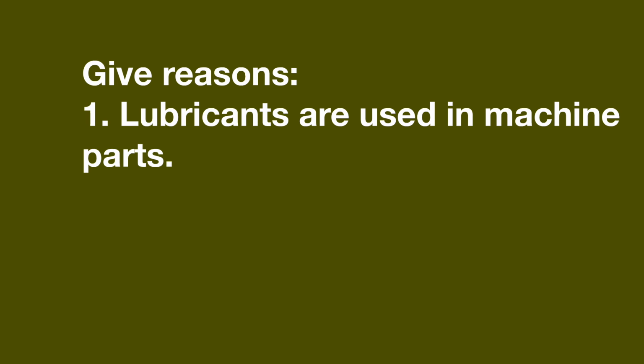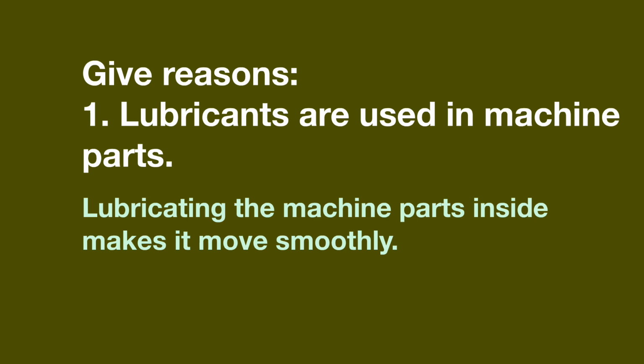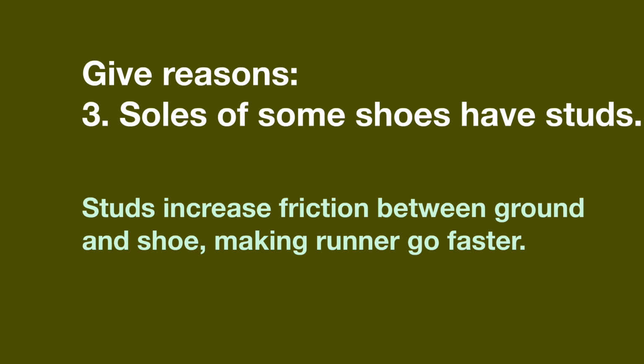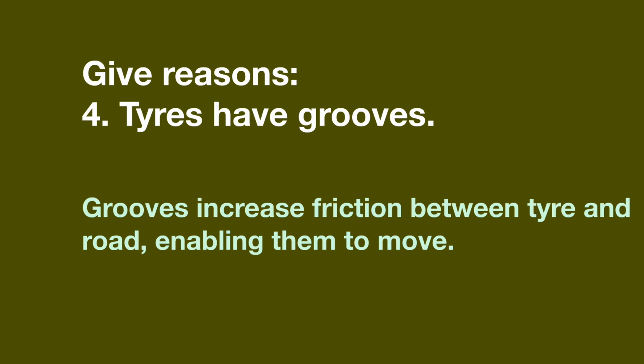Give reasons why. Lubricants are used in machine parts. Lubricating the machine part inside the engine makes it move smoothly. Fine powder is sprinkled on a carom board to reduce friction on the board to make the coins go faster and smoothly. Soles of some shoes have studs because studs increase the friction between the ground and the shoe and help in firm grip with the ground. This helps athletes run faster. Tires have grooves on them because grooves increase friction between the tire and the road and thus enable them to move.